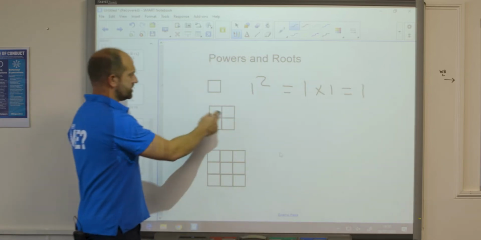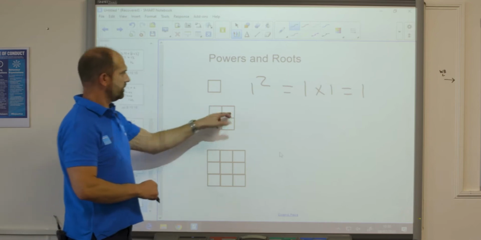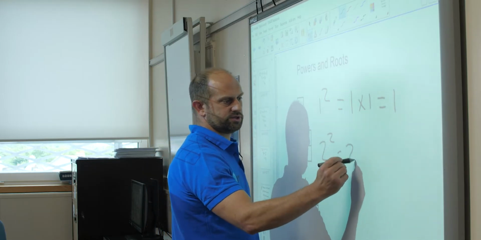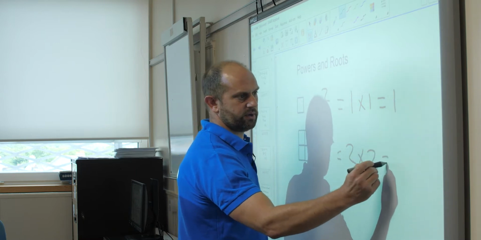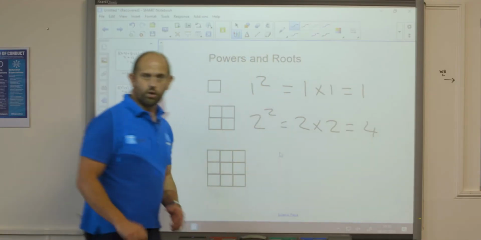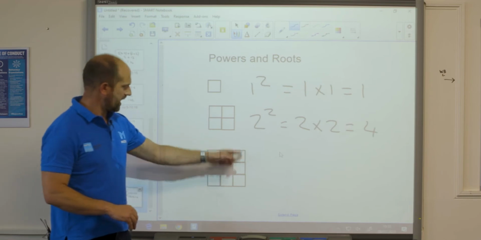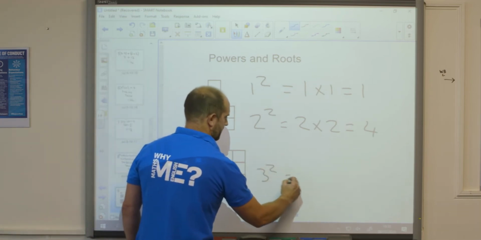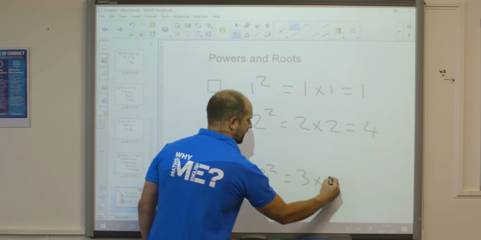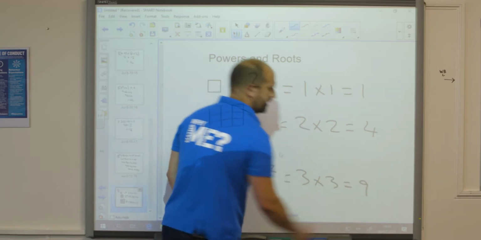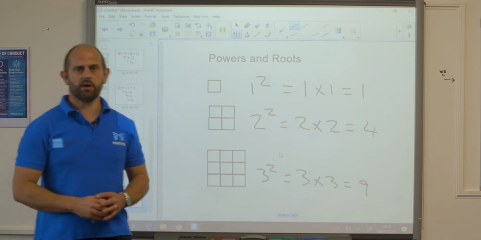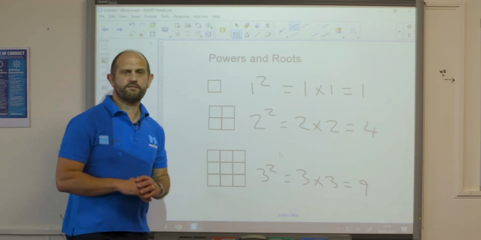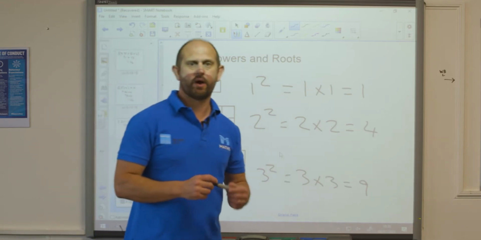Here I've got 2 square. So that's 2 times 2. So 2 squared, 2 times 2 equals 4. Here I've got 3 by 3. So this is 3 squared. So that's 3 times 3, which equals 9. And we continue on like that. As a rule, we should probably learn the first 12 square numbers.